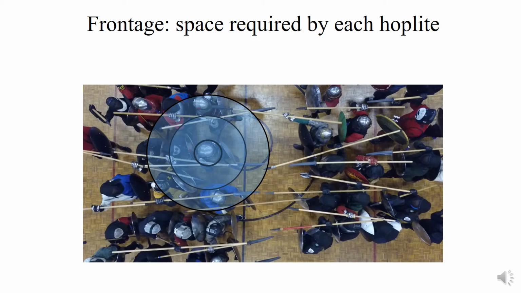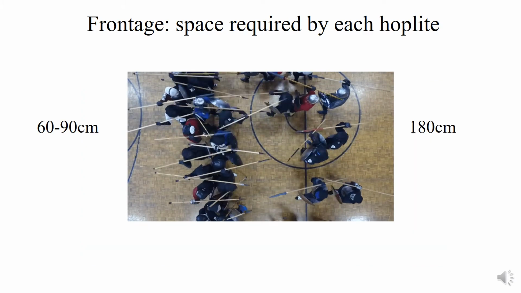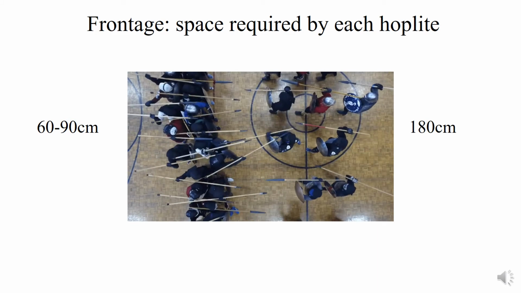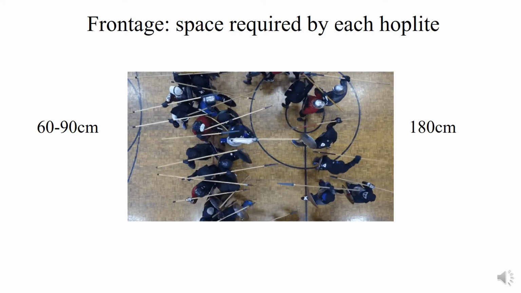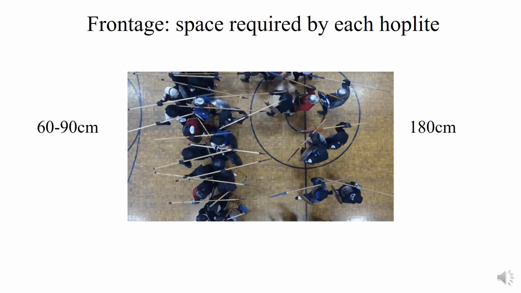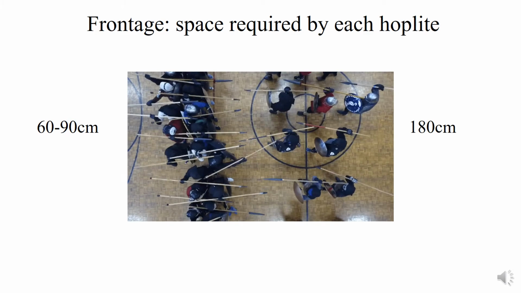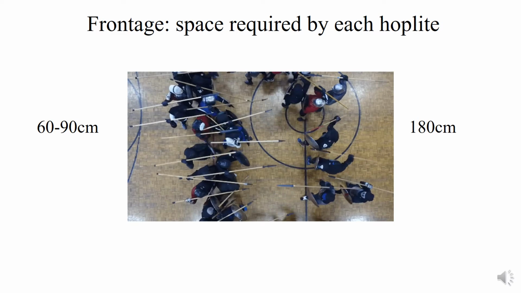And finding out what this zone is was one of the things that we looked at, because in looking at the literature on hoplites, there's a debate over how close together hoplites had to stand. Some say they stood somewhere between 60 and 90 centimeters of frontage, meaning that's how much room the individual had to occupy along the front line. Some say they had to have as much as 180 centimeters.